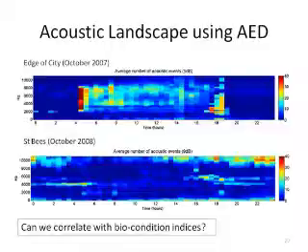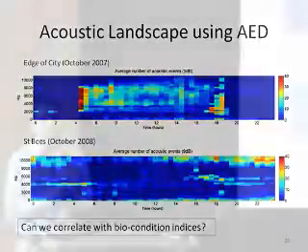So we've started doing that. We've tried it using energy. We've tried it using our acoustic events and just being able to get some idea of average kinds of events that are occurring within particular frequency bands. Essentially what we want to do is try to correlate the patterns and the richness of these events with the biocondition, with the health of the environment.